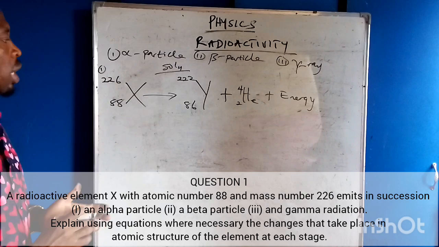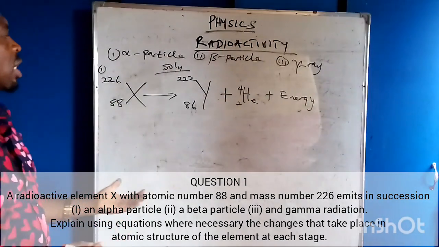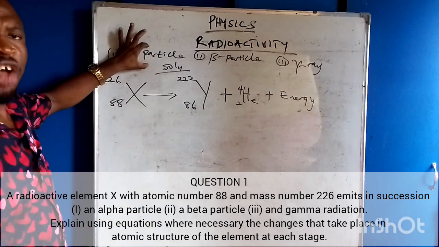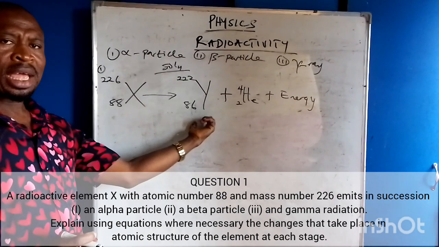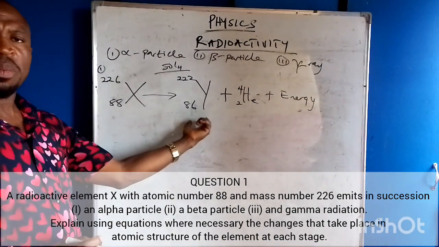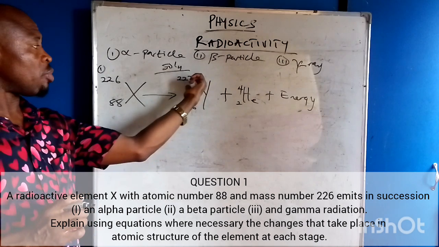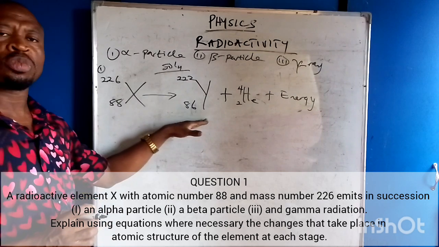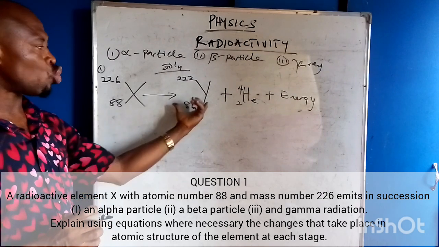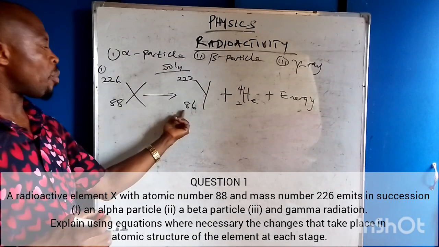Simple. Now, they said explain. The explanation can go like this. You can tell them that by emission of an alpha particle, the new element Y has its mass number reduced by 4, giving us 222, and its atomic number reduced by 2, giving rise to Y with proton number or atomic number 86.